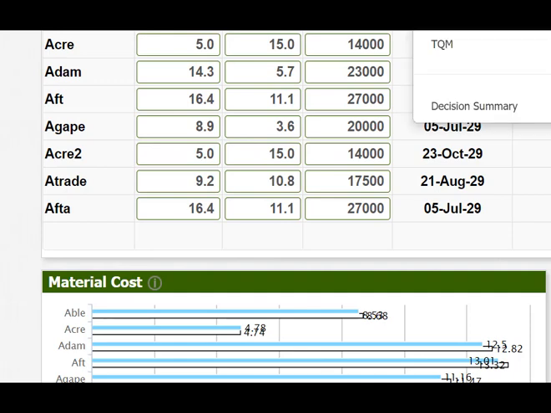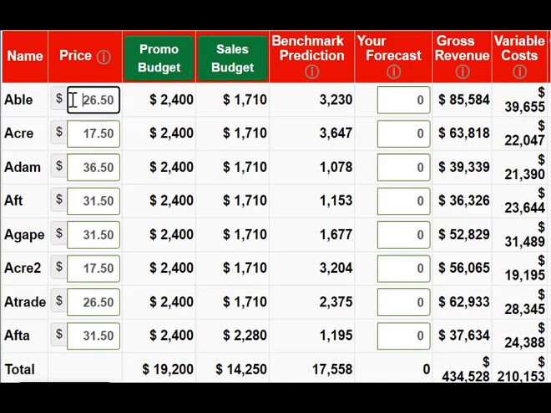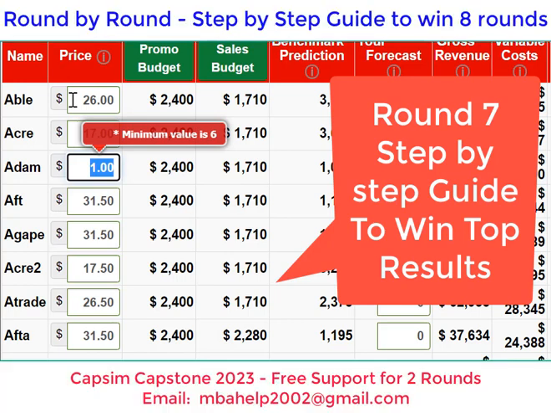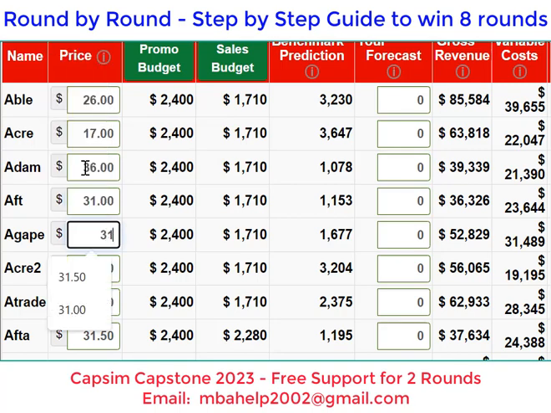For marketing, we set the price for each product. We keep reducing the price by 50 cents each round to maintain the competitiveness of our products. For all 8 products, we reduce by 50 cents each round. Because we have the top sales and profit now, we just keep the same strategy.